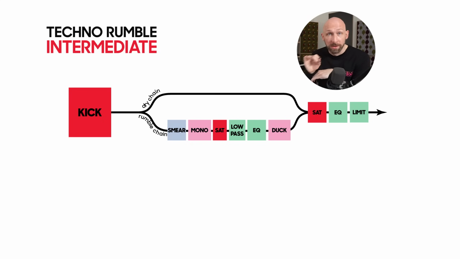And that was the basic rumble formula. The 2 extra levels are expansions of that. Let's have a look at level 2, the intermediate level.